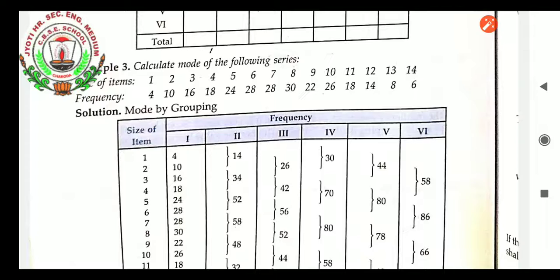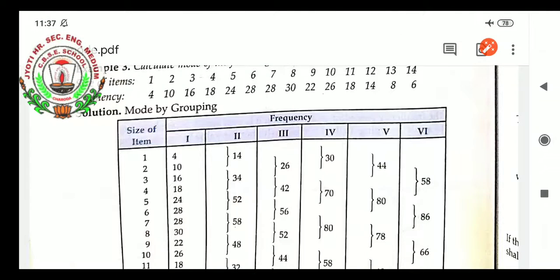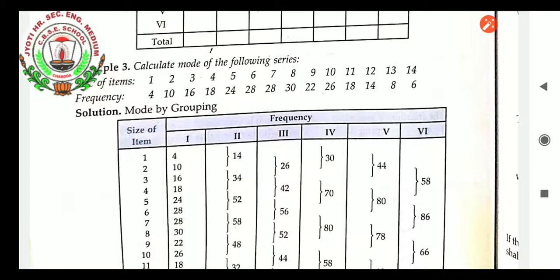First, grouping table. Mode by grouping table. Size of items is there, frequency is there. Size of items 1, 2, 3, 4, 5, 6, 7, 8, 9, 10, 11. And the grouping table, what is there? First column, let us add. What is there? 4, 10. You write it. Second column, you add up the frequency of the first column by making 2 pairs.